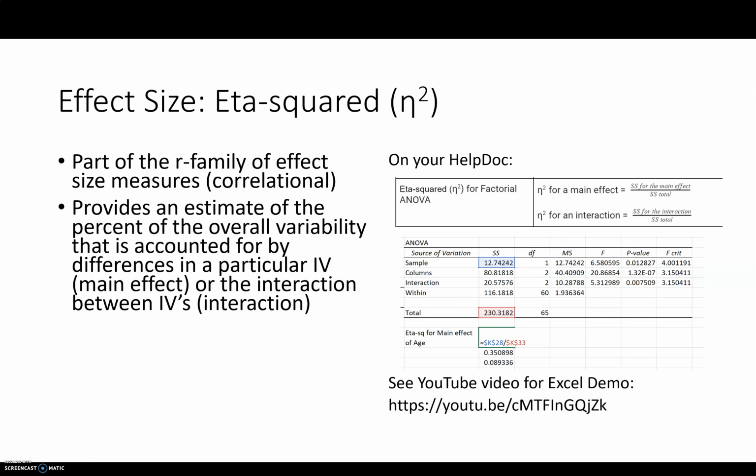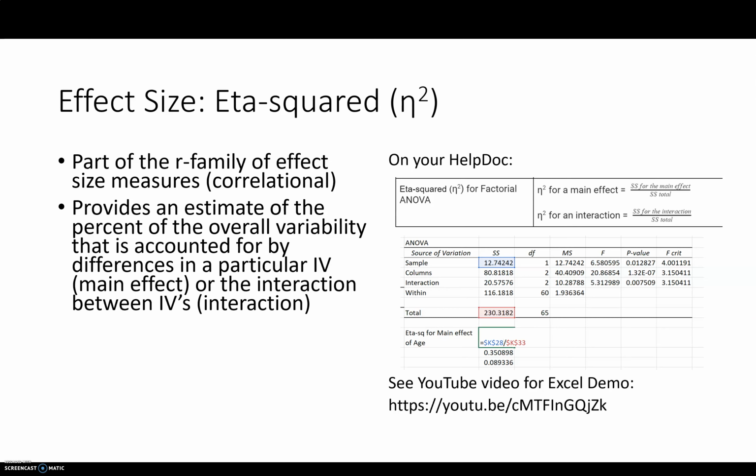There are a couple of ways that you can indicate effect sizes for Factorial ANOVA. There are these correlational measures, eta squared. There's also omega squared, which we probably won't get into. And then there are also things like Cohen's d, which describe differences in means according to the number of standard deviations that two means differ from each other.